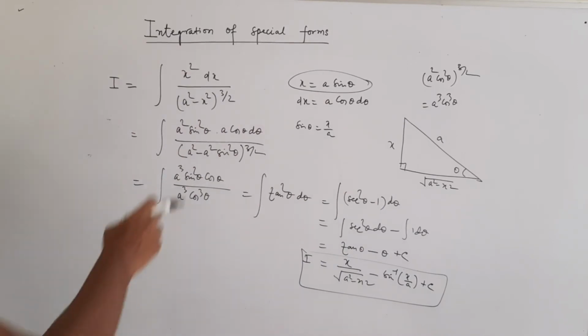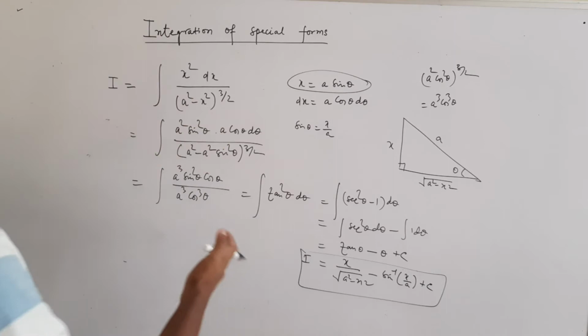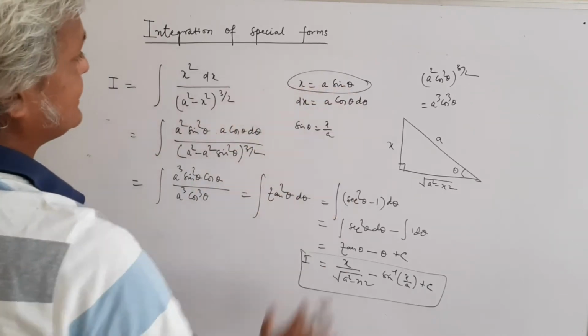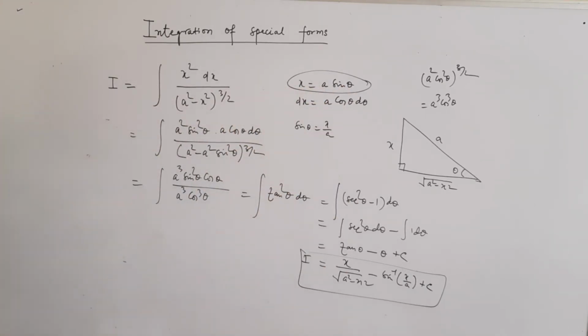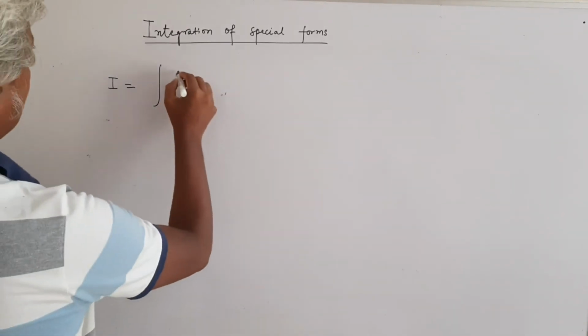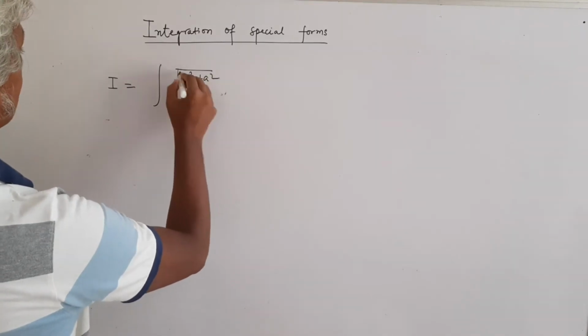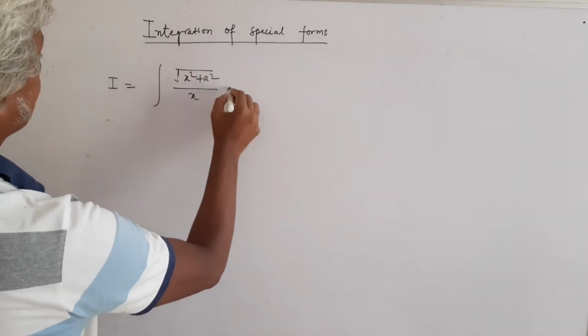So that was just a special form, and just by looking at this particular form I thought to substitute x as a sine theta. Now I take another form to discuss the very same idea. Now I have another question. It goes like this: integration of x square plus a square over x dx.